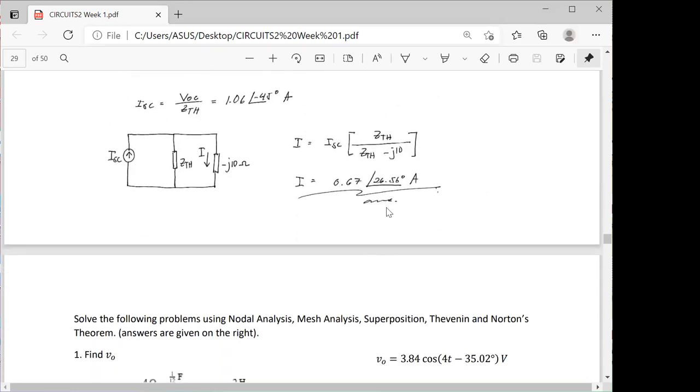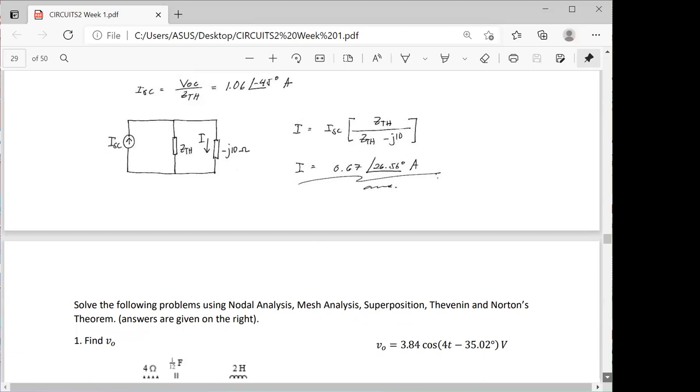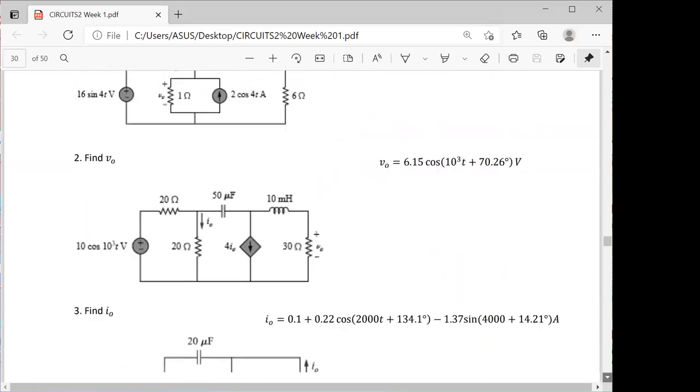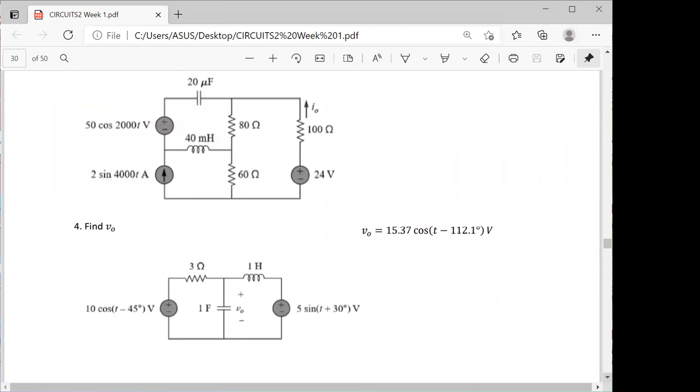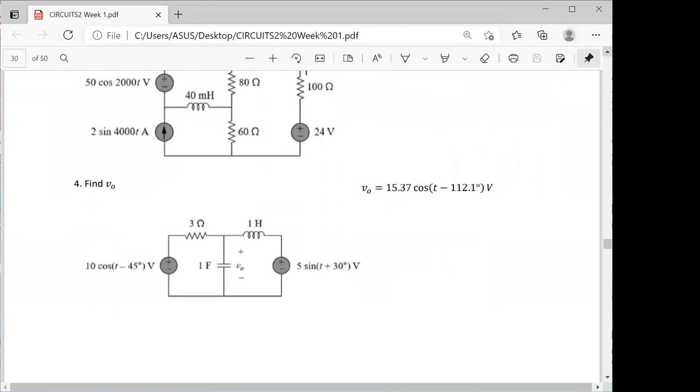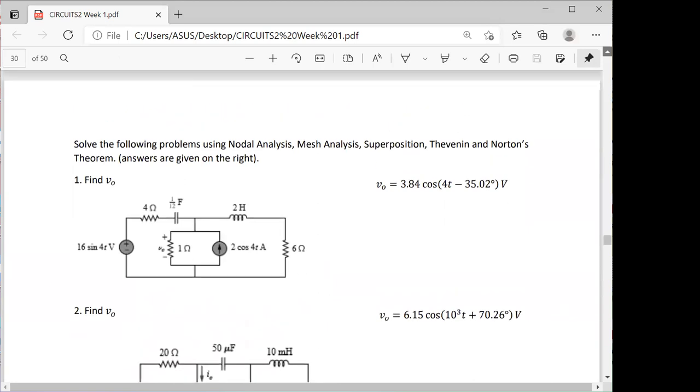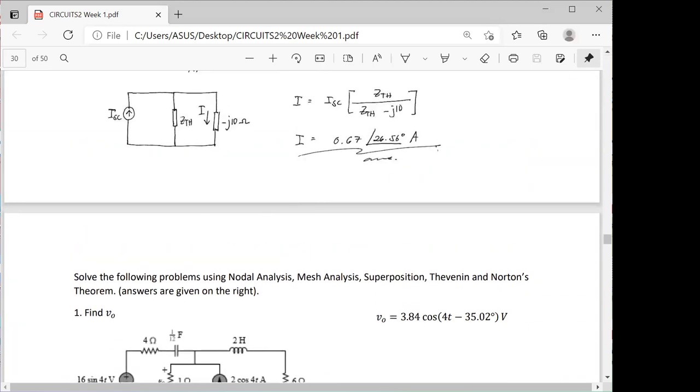So that's how we determine our current I as using Thevenin's equivalent circuit as well as Norton's equivalent circuit. After this, there are no other problems to be solved, kundi itong mga activity na lang. So you have 4 activities here for the midterm. After this activity, final na yon. No?